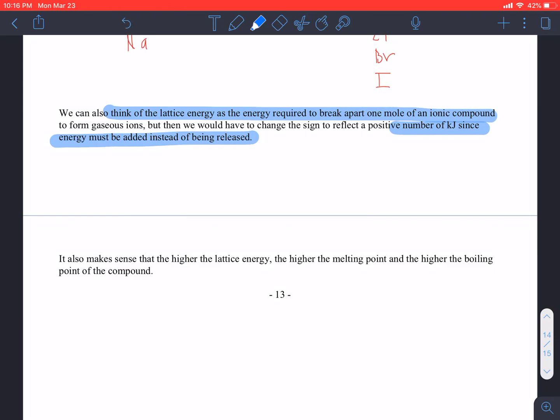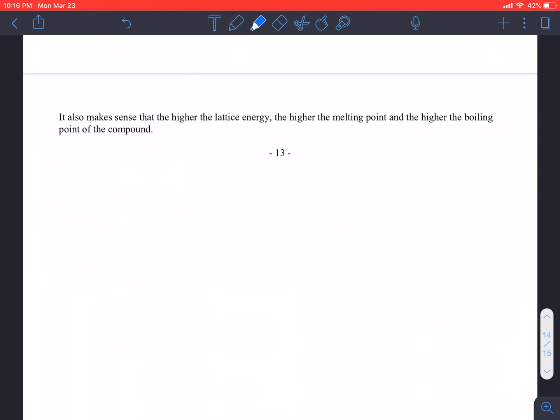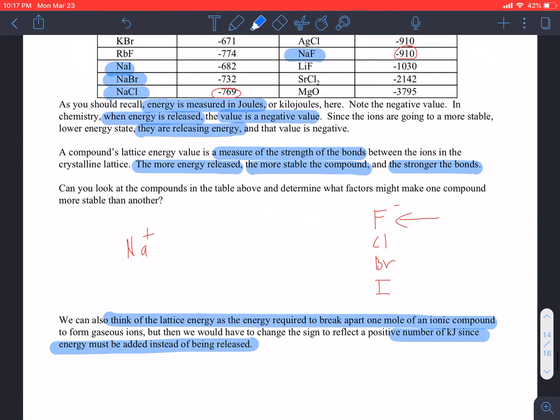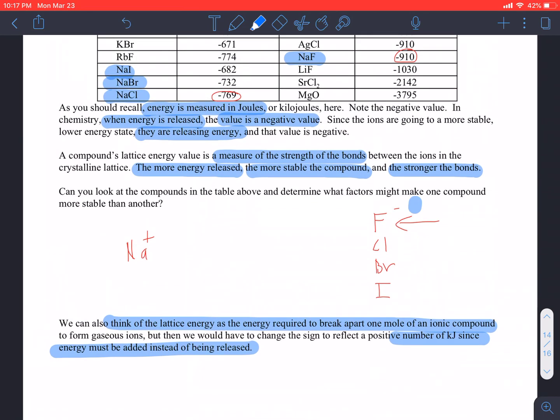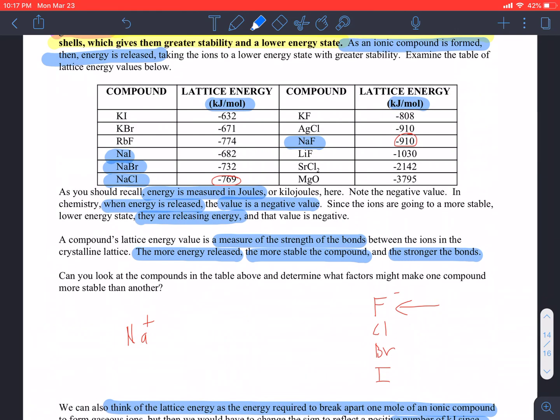And last but not least, it also makes sense that the higher the lattice energy, the higher the melting point and the higher the boiling point of compounds. So you're probably thinking, what kind of questions am I going to need for this? Most likely, you're going to be given a table of values and asked to compare different compounds and their lattice energies, and make some conclusions based on that. But for right now, that's the end of the notes.